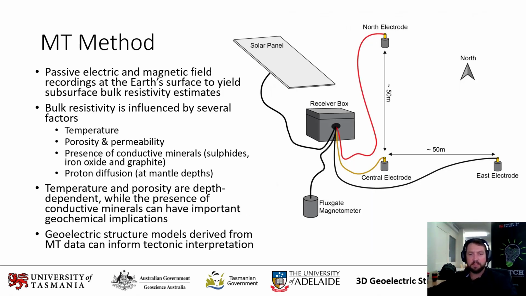So MT, magnetotellurics, is a passive geophysical technique in which we measure the Earth's electric and magnetic field at a point on the Earth's surface. The relationship between these fields contains information about the Earth's bulk resistivity beneath the instrument, and bulk resistivity in Earth materials is influenced by several factors, including temperature, porosity, the presence or absence of certain mineral phases, and once you get deep enough, proton diffusion.